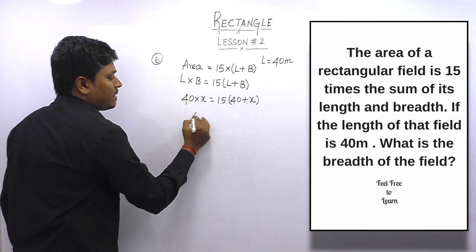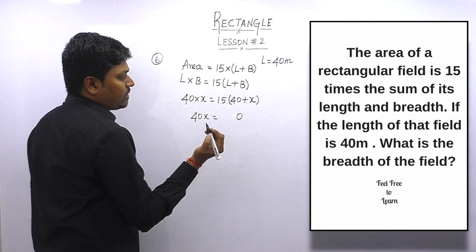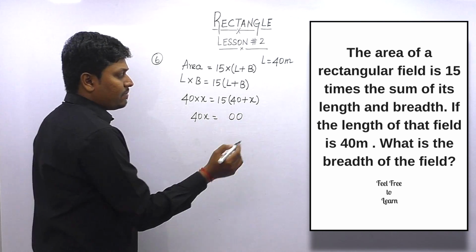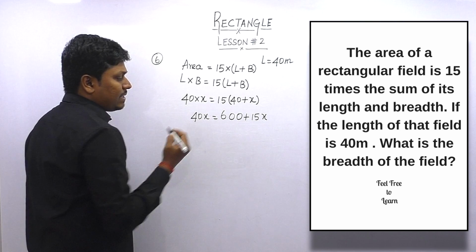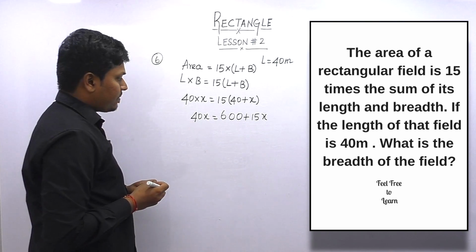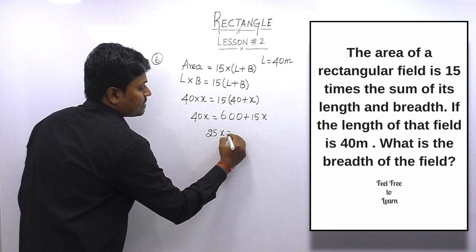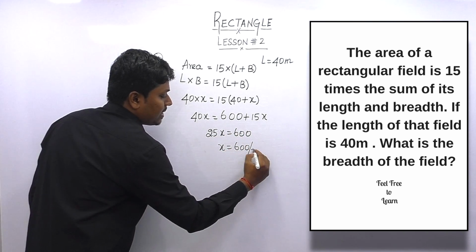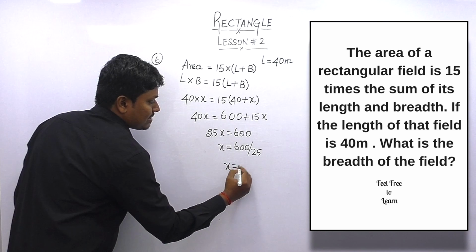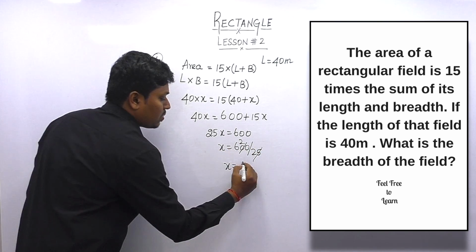So we can say this can be written as 40x. So this will be 0. 5 into 4 will be 20, remainder will be 2. 600 plus 15x. So 25x is equal to 600. So x is equal to 600 divided by 25. So x is equal to, 2 times 25 is 50, remaining will be 100, 4 times, so 24.